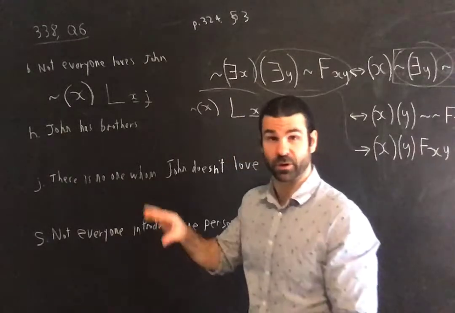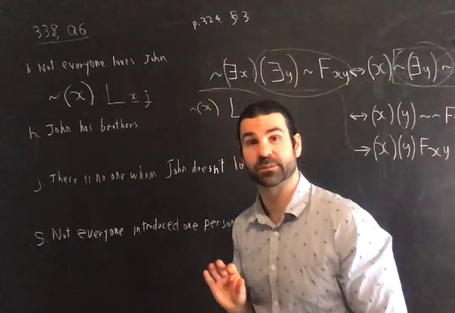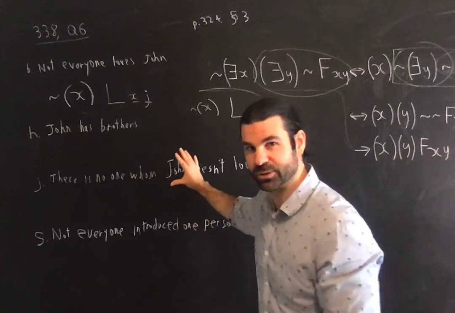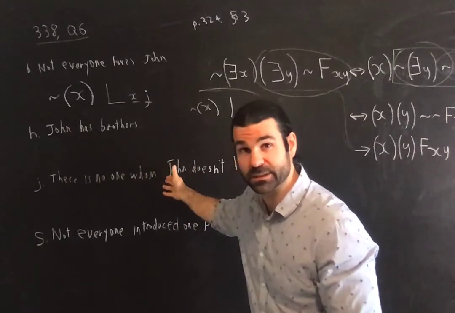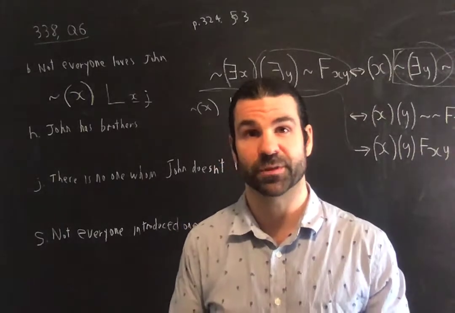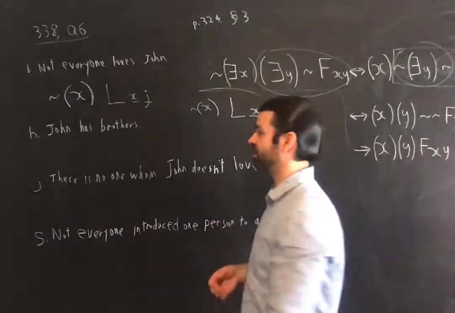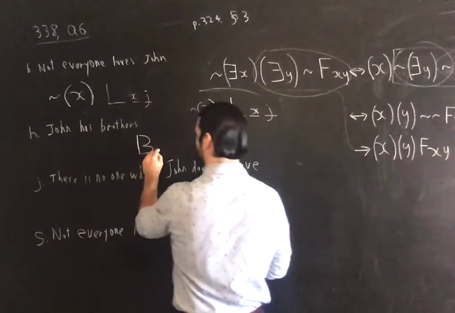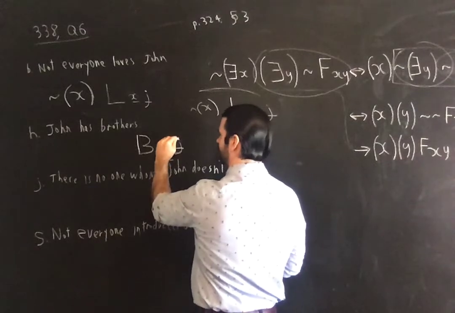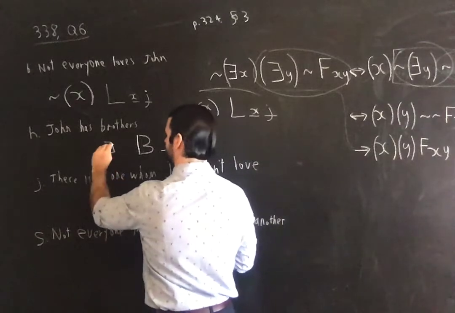Okay, John has brothers. We've got B, x, y: x is the brother of y. John has brothers. Are quantifiers involved here? Can you tell? Is this a quantifier statement? It is. It's an existential statement. It's asserting existence. John has brothers means there exists at least one x such that x is the brother of John. B, x, y: x is the brother of John. So I'm going to put John here, and I'm saying John has brothers.